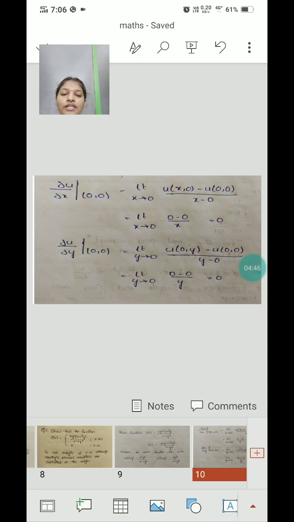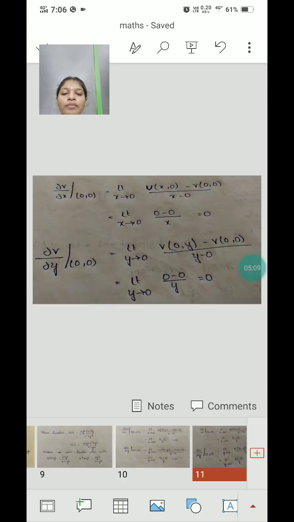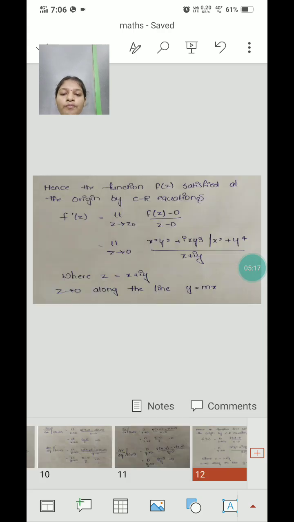Then partially differentiate with x the function at the origin. Limit x tends to 0, u of x comma 0 minus u of 0 comma 0 by x. It is the formula. Next we can substitute all the values, then we get 0, and similarly for y also we get 0, and we can differentiate v at the origin, then we get 0. Hence we can say that the function satisfies the CR equations at the origin.